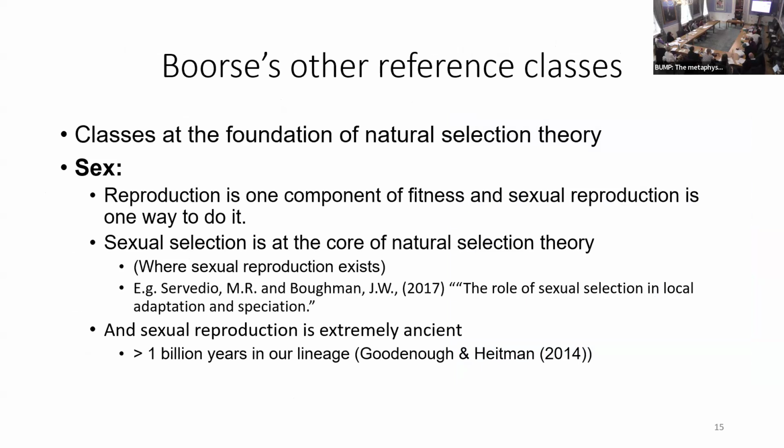The other reference classes. So the sex class: reproduction is one component of fitness. Sexual reproduction is one way to do it. Sexual selection is at the core of natural selection theory where it exists. So there's the title of a relatively recent paper. It's extremely ancient. I don't think very much hangs on that. The important thing is it's at the foundations of the theory. In certain species, you need this classification in order to make predictions about changes in populations.